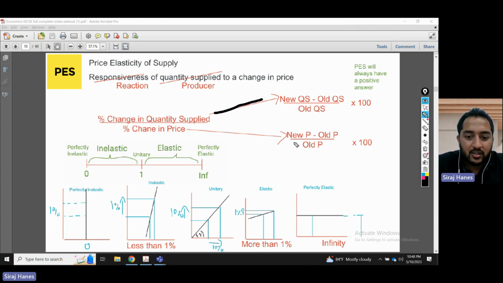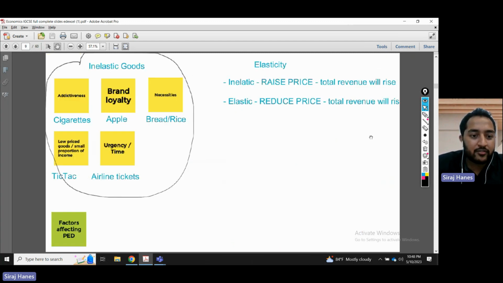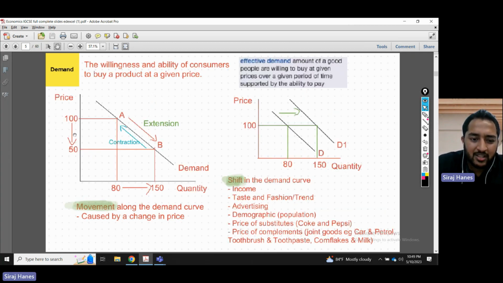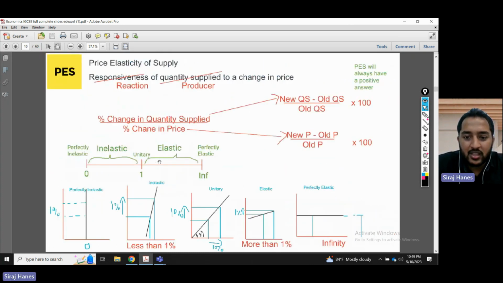When you do that, guys, remember that PES will forever be a positive answer. We said PED will be negative, right? PES will be positive. Now I'm going back a few slides here. I told you supply here. Now supply is a positive relationship. Because when the price goes up, quantity goes up. When the price goes down, quantity goes down. Same directional relationship. Unlike demand, it's opposite direction. So that being said, because it's a positive relationship, PES will forever be positive. Now, this elastic, inelastic, unitary, all that is the same thing. 0 is perfectly inelastic, infinity is perfectly elastic, so on and so forth. Same as the last slide.